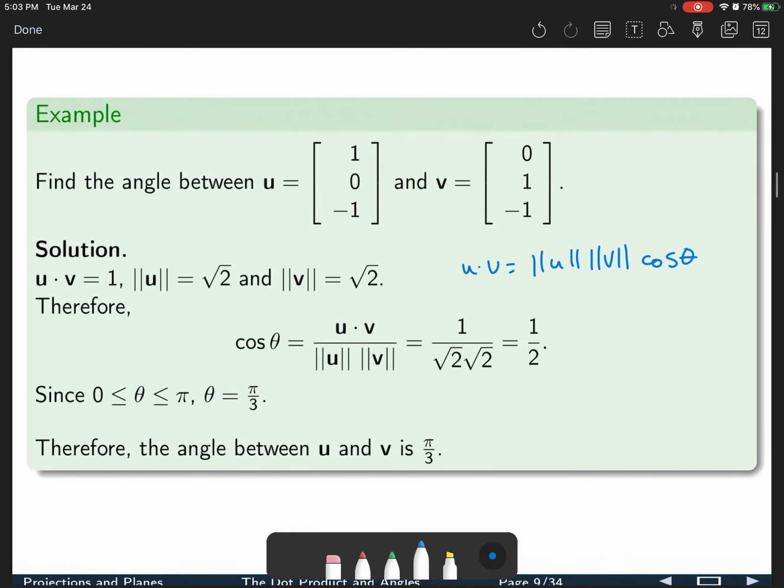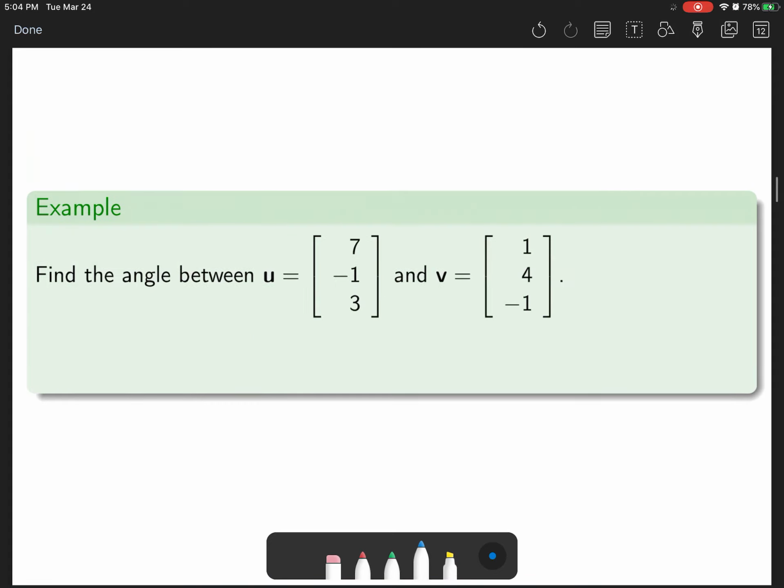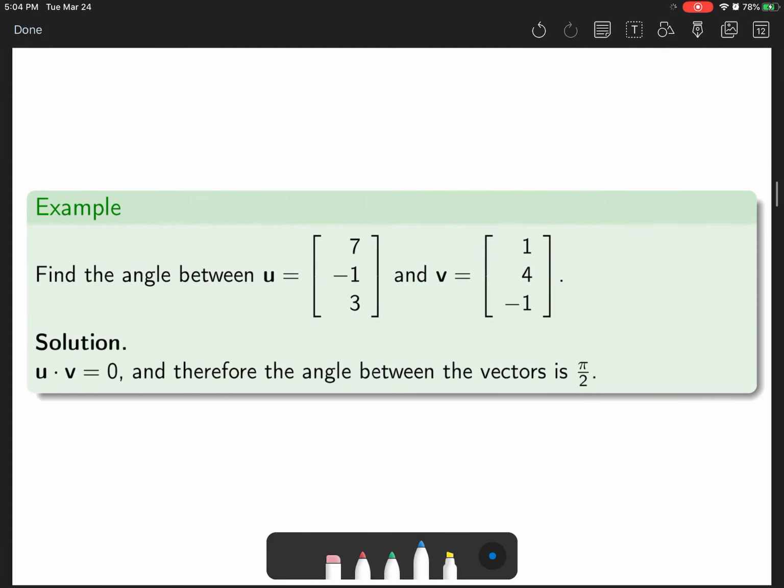Cool. So it doesn't take a ton of computation to figure out what the angle between two vectors is. And here's another instance. If we were to start doing this on our own, multiplying 7 times 1 to get 7, -1 times 4 to get -4, and then 3 times -1 to get -3, adding all those together gives us 0. So this dot product between u and v is 0, and these two vectors are orthogonal. It's just that simple.